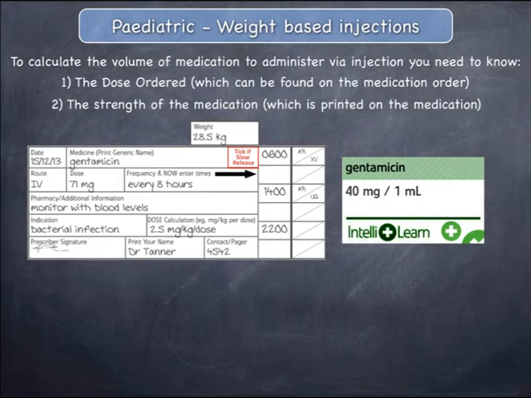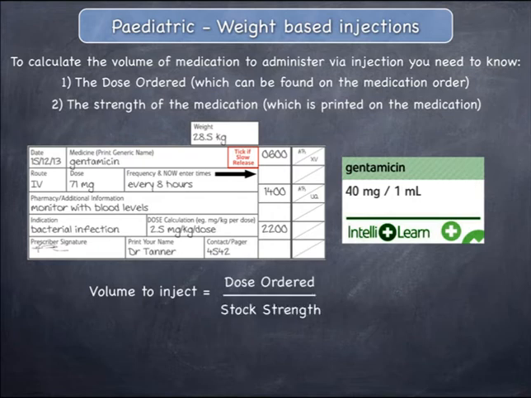You also need to know the strength, which is also known as a concentration, of the medication in question. This information is printed on the medication as 2 numbers, separated by a backslash sign, or sometimes the word per. The first number is a stock strength, and the second number is a volume in mils. Once you have this information, you can calculate the volume to administer, which is equal to the dose that has been ordered divided by the stock strength multiplied by the volume over 1.